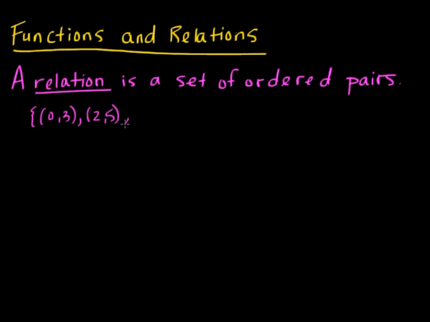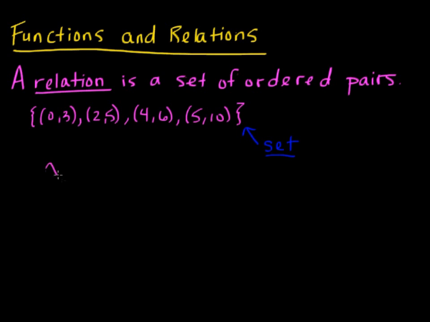So here, for example, is a relation, and this is a set of four ordered pairs: (0, 3), (2, 5), (4, 6), and (5, 10). Now these curly brackets on the outside are the symbol that we use in math to denote a set of objects, or in this case, a set of ordered pairs or a set of numbers.